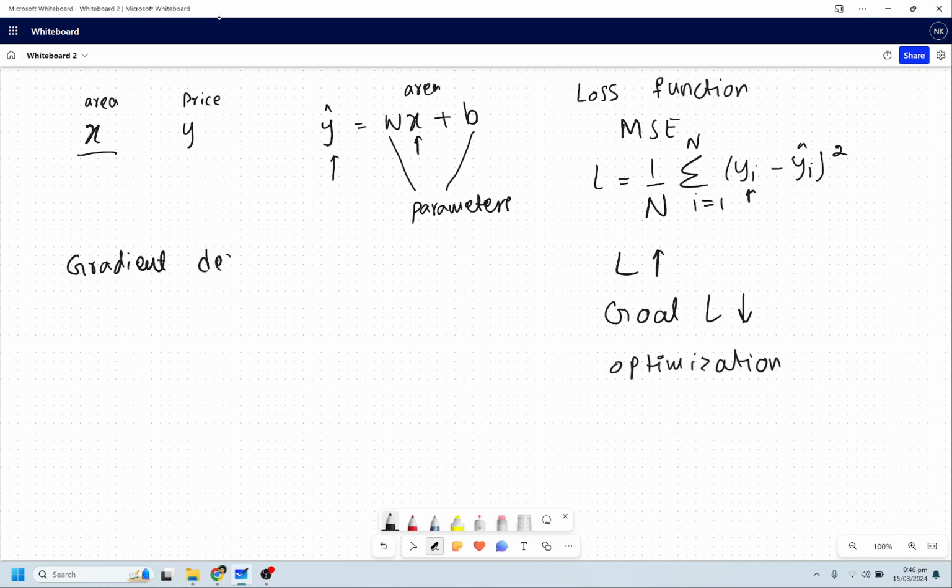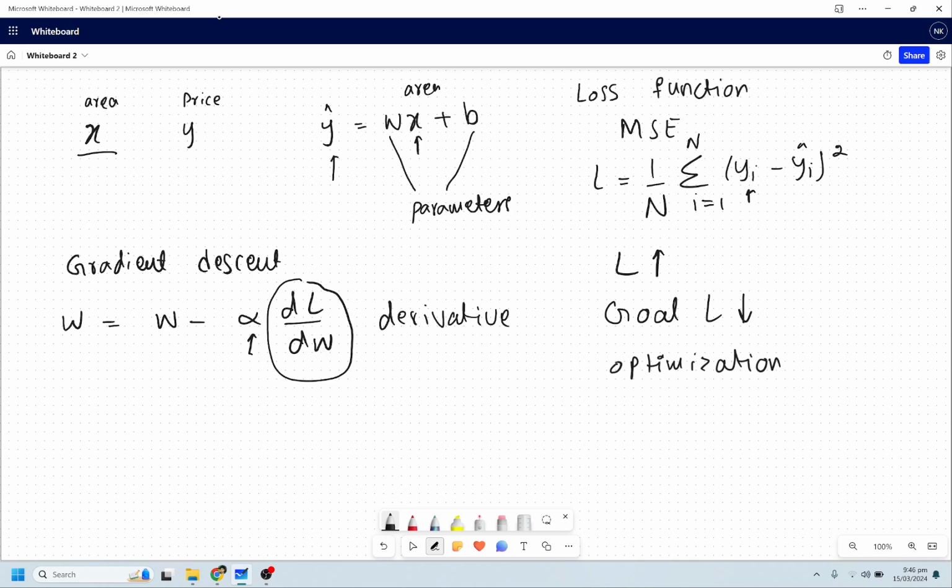So gradient descent tells us that we need to change these parameters, w, somewhat like this. Now there are two new terms here. First thing is this alpha. We'll talk about that in a second. And then we have this term, which is called the derivative of the loss function with respect to w. Derivatives are powerful tools from calculus which help us find out how one quantity changes with respect to another one. Here, it tells us how the loss function changes with respect to changing w.